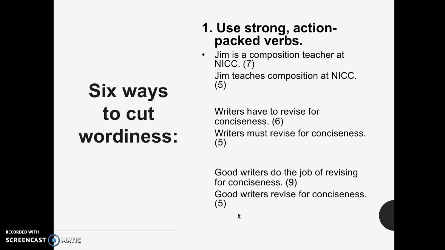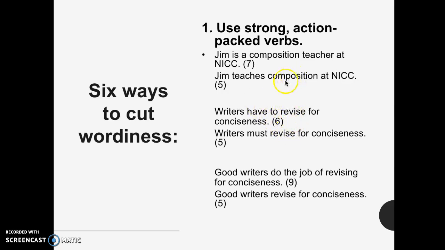Number 1 is to use strong action-packed verbs, and hopefully you had a good handle of how to do that in the verb presentation. When you use strong action-packed verbs, for example, you get rid of the linking verb. So here's a linking verb, is. We don't want that in there anymore. How do we get it out? Well, we can replace it with a verb that's much stronger. So instead of Jim is a composition teacher, we change it into Jim teaches composition at NICC, which makes that a stronger, tighter sentence, eliminates some words, but also is definitely more descriptive because it's a better word than is.